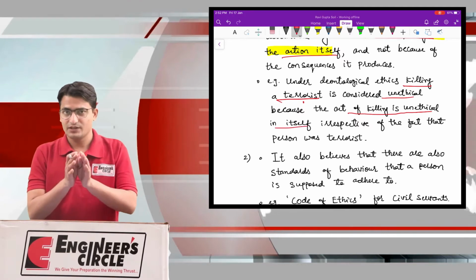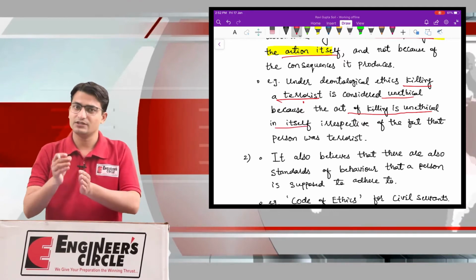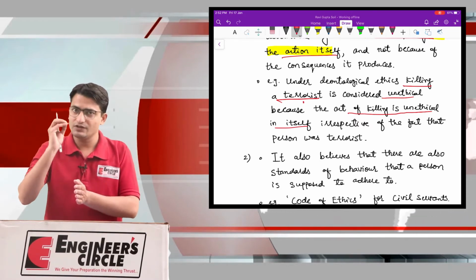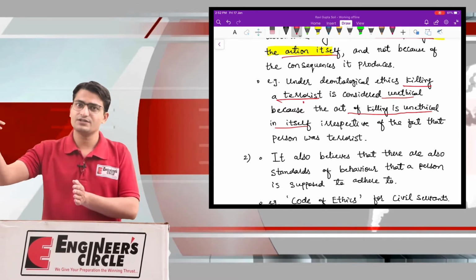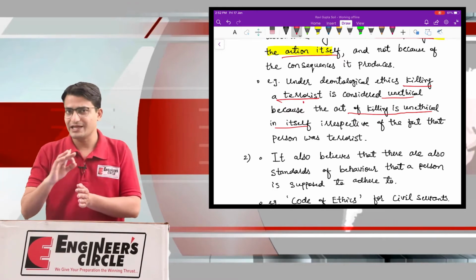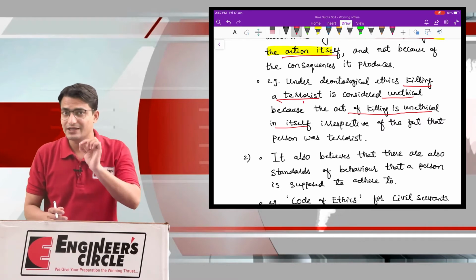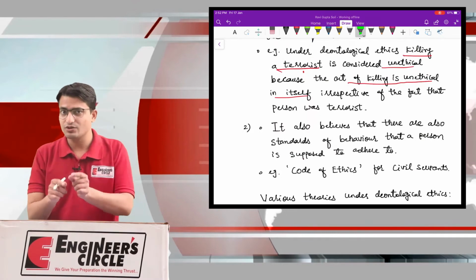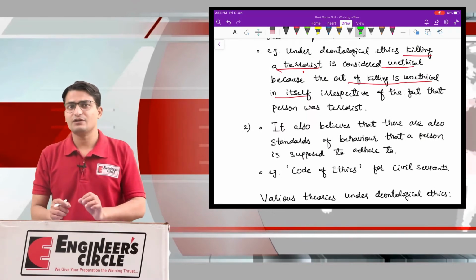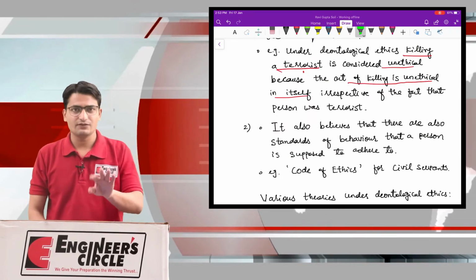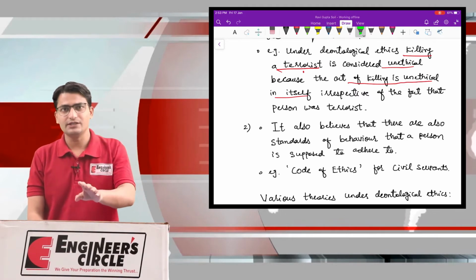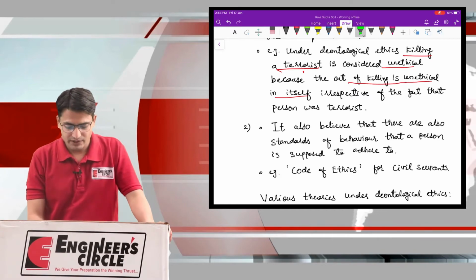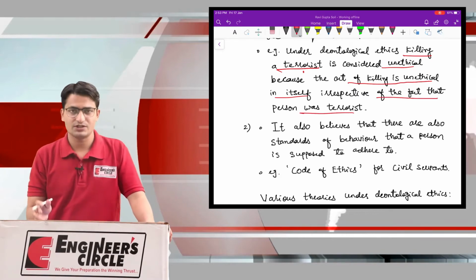If you are killing someone, it does not matter whether you are killing a terrorist or not. Even though the terrorist has done some negative acts, you cannot kill the terrorist, because the inherent quality, again focus on the term, the inherent quality of the action of killing is unethical. That's why killing is unethical. By whatever means, directly by gunning down or by giving capital punishment, it would be unethical, irrespective of the fact that the person was a terrorist.